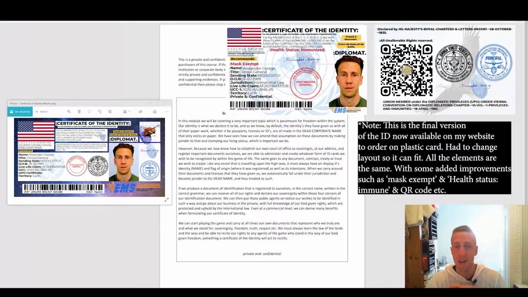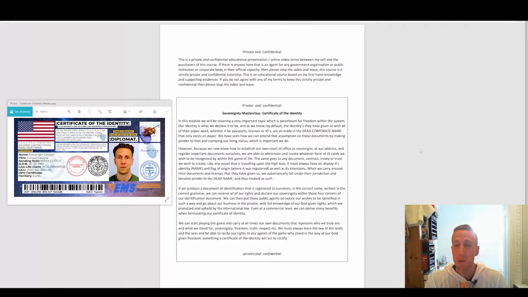So, to start things off, we'll just follow along on this sheet. In this module, we will be covering a very important topic, which is paramount for freedom within the system. Our identity is what we declare it to be. And as we know, by default, the identities they have given us with all of their paperwork, whether it be passports, licenses, or IDs, are all made in the dead corporate name, all capital letters, that only exists on paper. We've seen how we can amend that assumption on those documents by making joinder to that and stamping our living status, which is important we do.